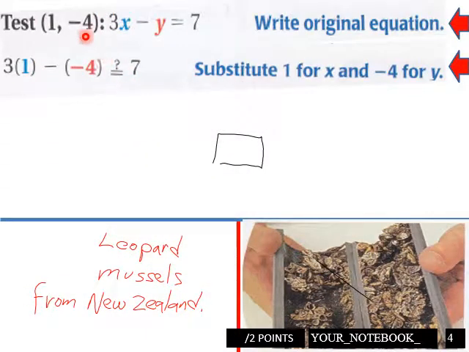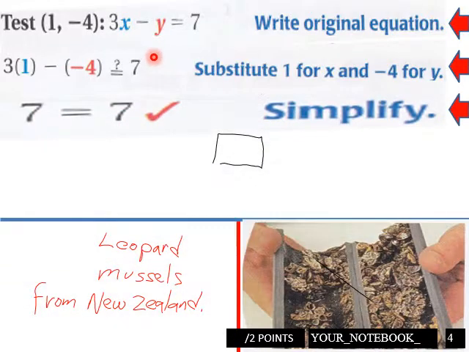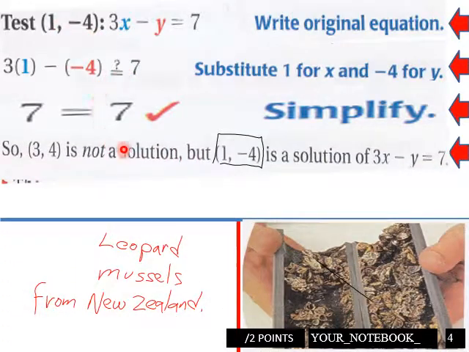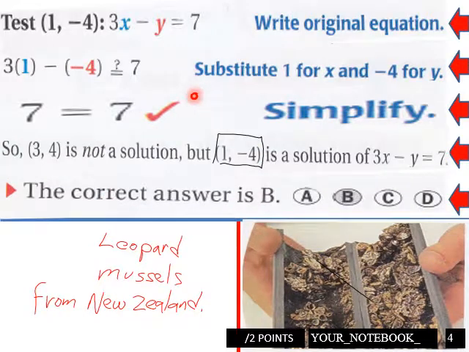So let's test (1, -4). We plug in 1, -4 here, and 7 equals 7. So (1, -4) seems to be a solution here. (3, 4) is not a solution, but (1, -4) is. The correct answer will be B for this one here.